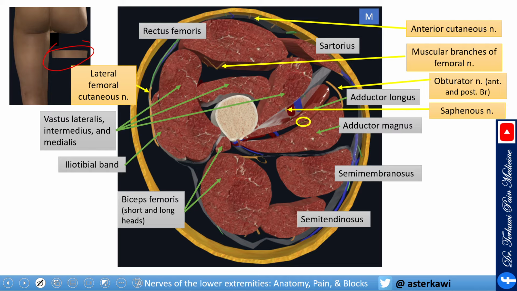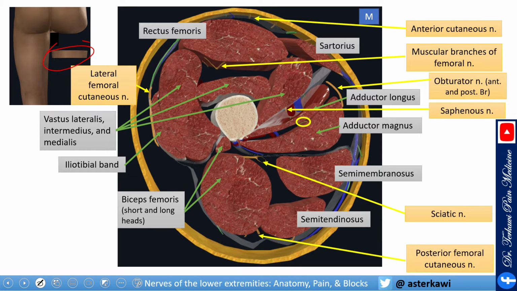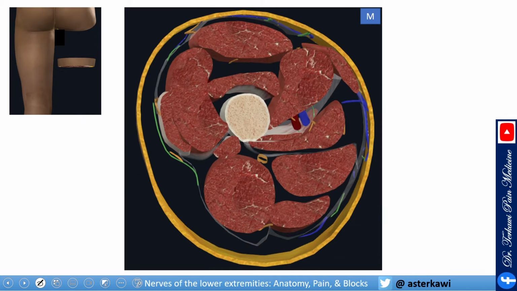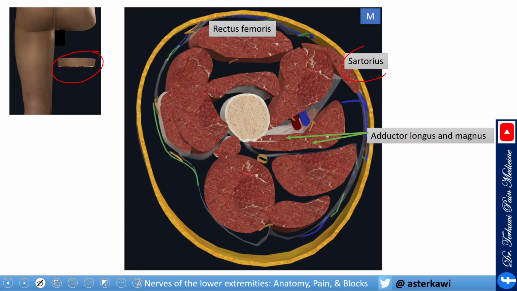However, we are not yet in the adductor canal. We will see that. Then here you have the sciatic nerve and posterior femorocutaneous nerve. Moving more down here, now we are at the level of the adductor canal. Why? So see the rectus femoris and sartorius more medial here. See the adductor longus and magnus become smaller. It's almost like one muscle here.